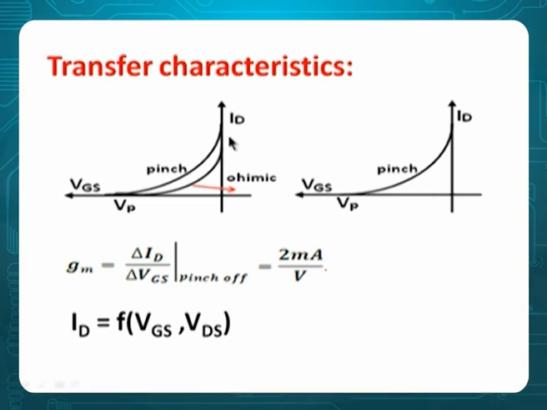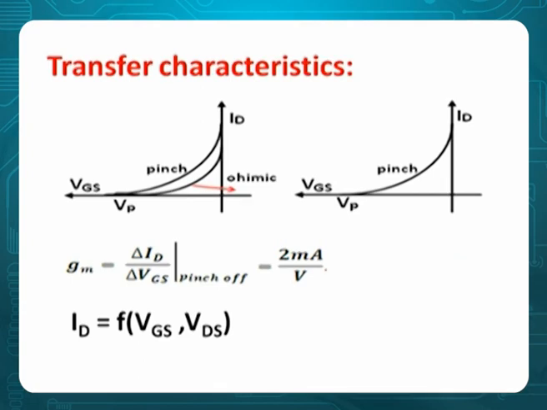What do you mean by transfer? ID versus VGS. Actually, if you want input characteristics like FET, it is not possible, because input current is 0. When input current is 0, you cannot have input characteristics. So that's why I am drawing only transfer. So take ID, VGS, where both become 0. There are two options, one pinch off value and one ohmic region.